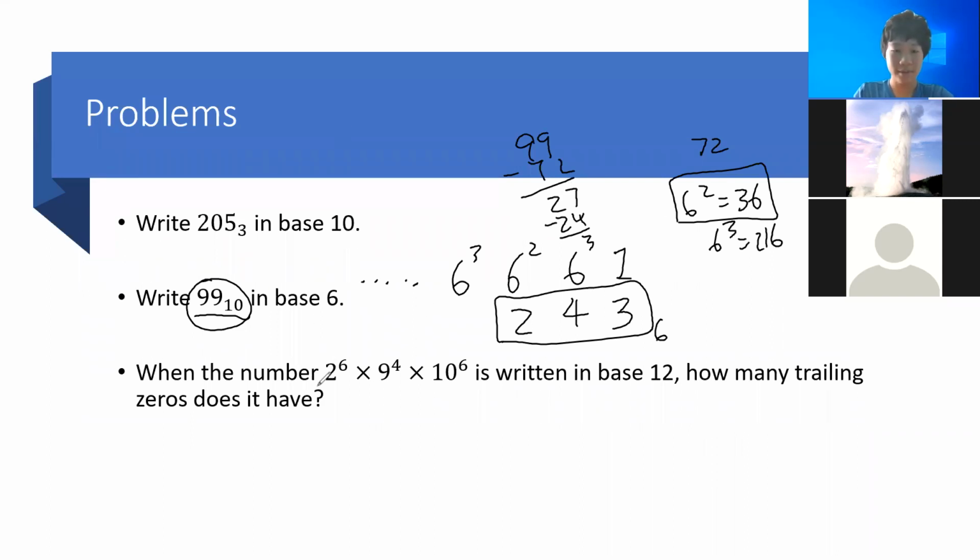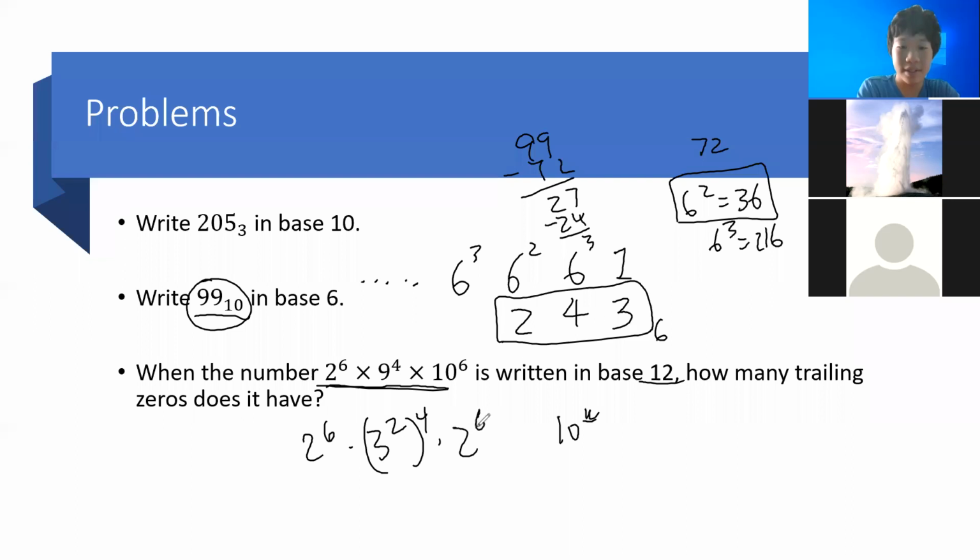So now for the last one, when this number is written in base 12, how many trailing zeros does it have? Well, when we did trailing zeros in base 10, we wanted to see how many powers of 10 are in this number. So when we put it in base 12, we're asking ourselves, how many powers of 12 are in this number? All right, so all we need to do is find how many powers of 12 are in here, and then we're done. Okay, so 2 to the 6 times 3 squared to the 4th times 2 to the 6 times 5 to the 6, because we split this up to 2 times 5. This is going to be, well, 2 to the 12th times 3 to the 8th. And 5 to the 6 doesn't matter for 12, right? It mattered for 10, but for 12, we don't have any 5s in there.